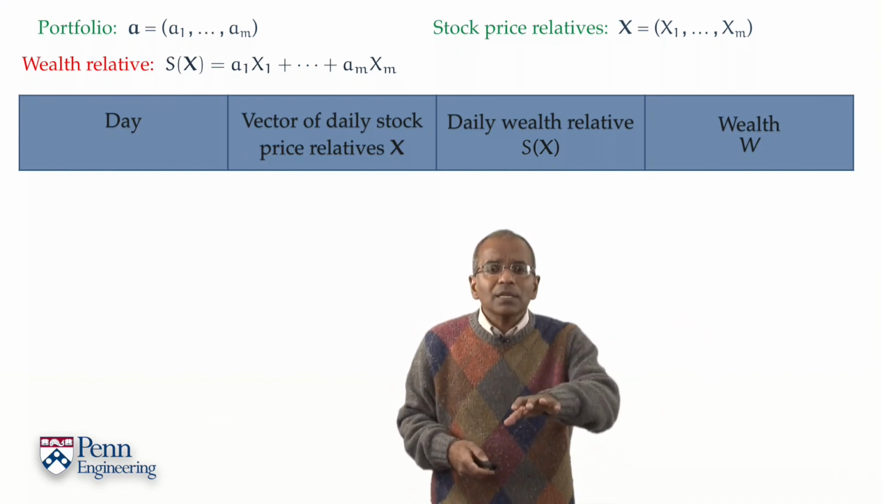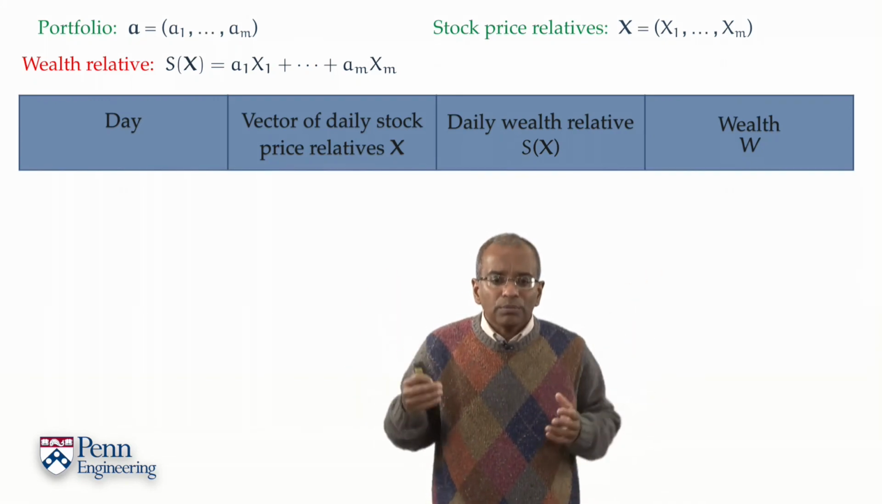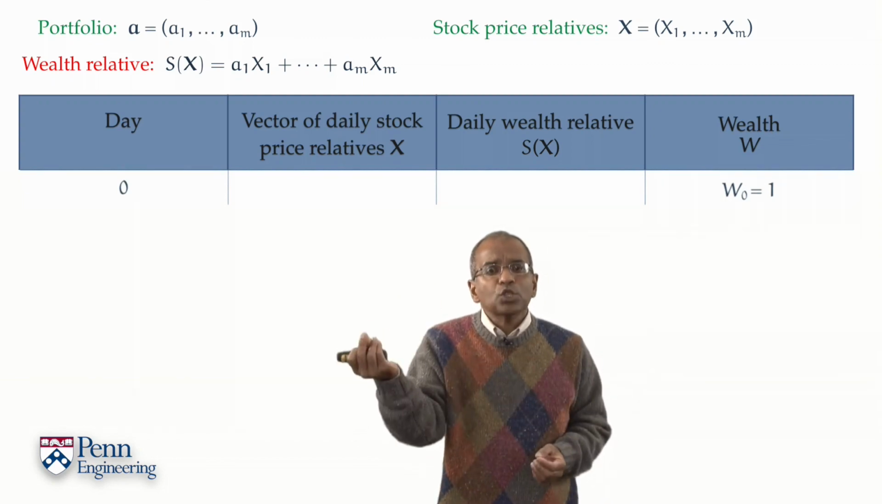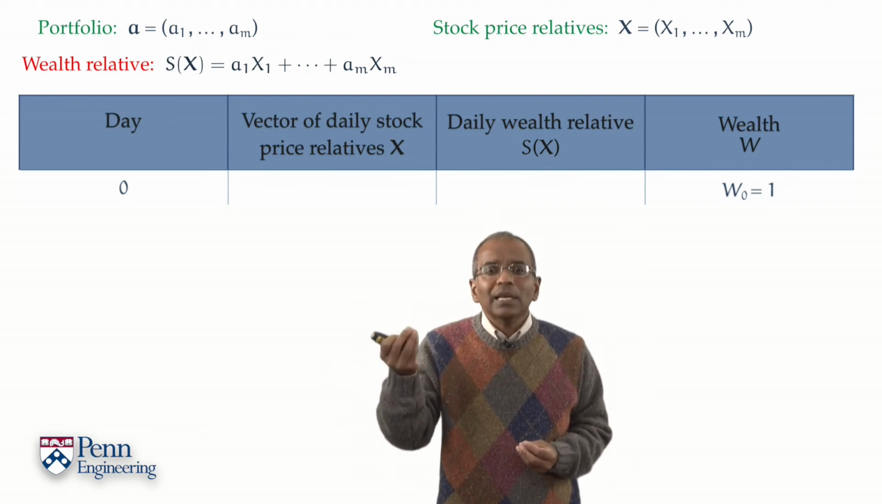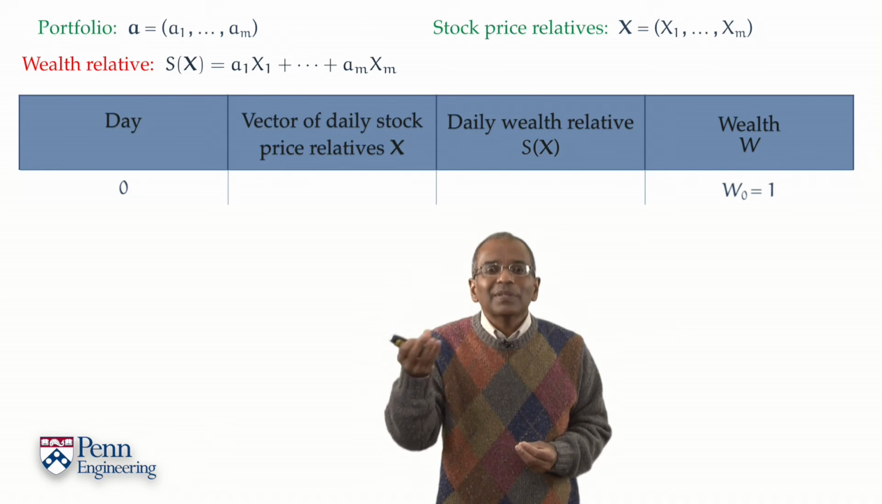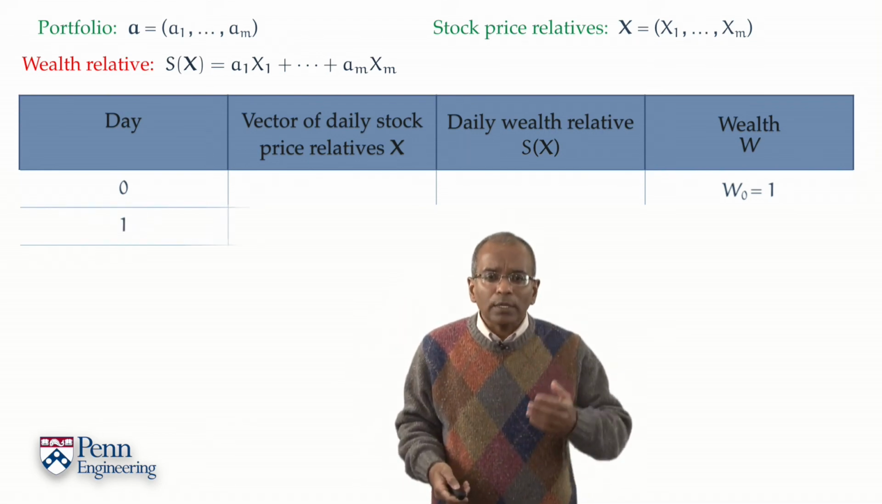So let's start by setting the stage at, say, day number 0, numbered arbitrarily. And let's say we start with an initial wealth of $1. W sub 0, the wealth at the start of day 1, W0, is 1. Now what happens on day 1?